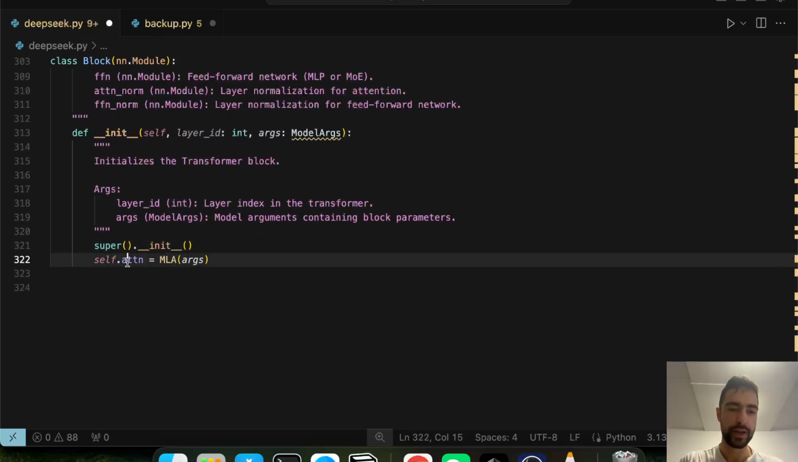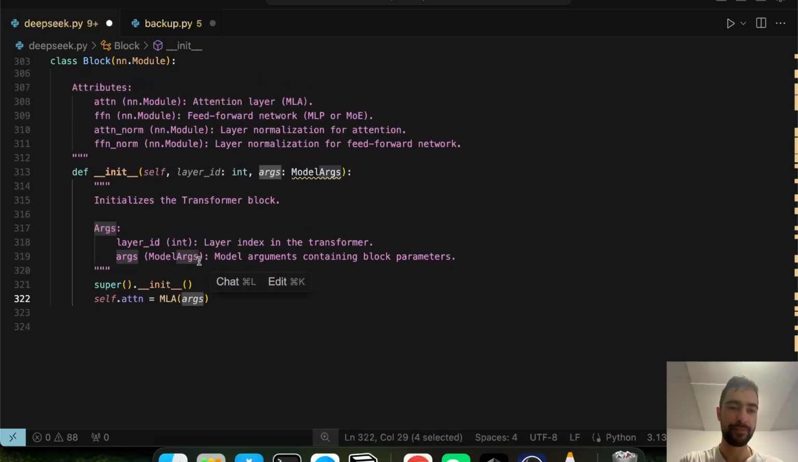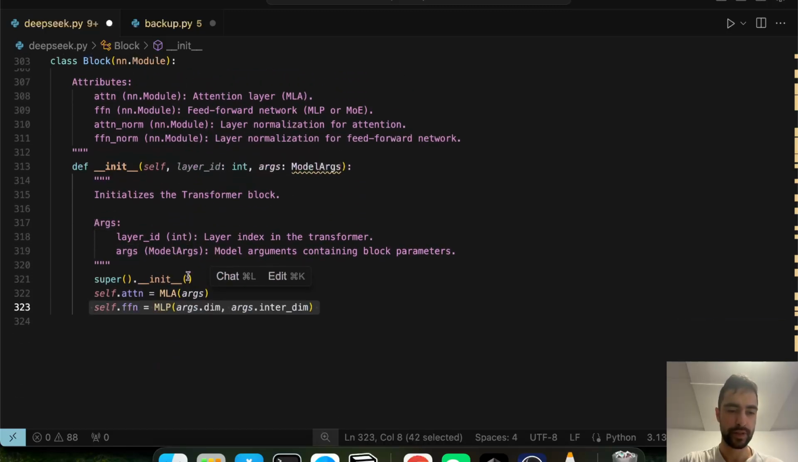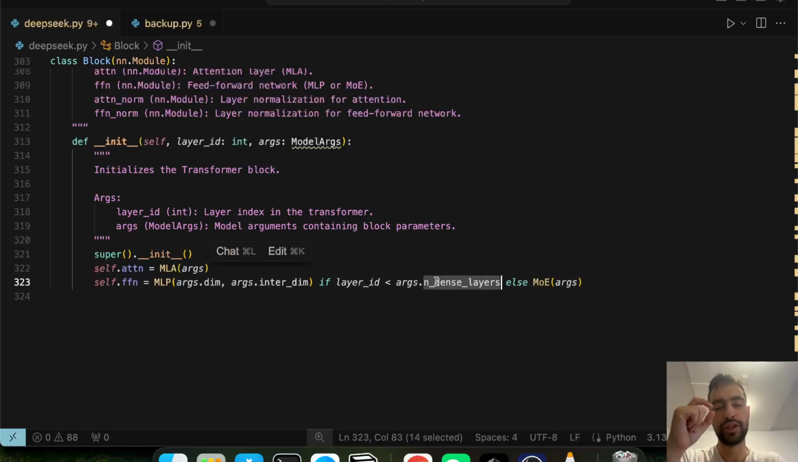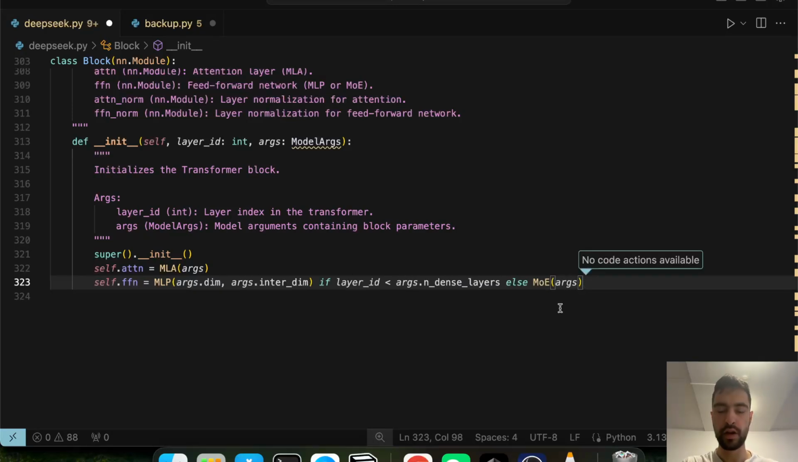Initialize super. Okay, so we define attention, MLA, and pass in arguments. We define the feed forward network, which is MLP, if layer ID is less than the number of dense layers. So in the beginning we will have just one dense layer here, or we can have multiple dense layers before we have MoE. Early dense layers can be seen as extracting features or processing features in some way before we start using experts later for each kind of feature, that is, for each token with different features.